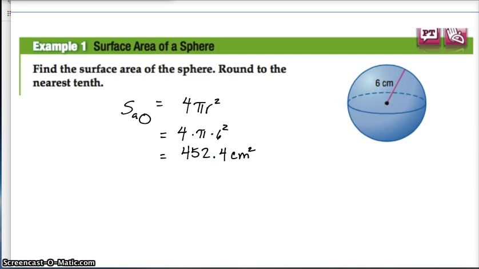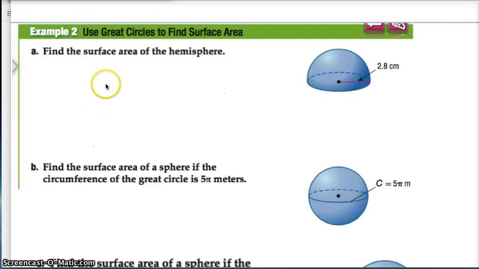So here in example 2, instead of finding just the surface area of a sphere, which we know to be 4 pi r squared, we're finding the surface area of a hemisphere. So initially you'd be like, oh, it's just half. And it would be, but we also have the addition of that base, right?